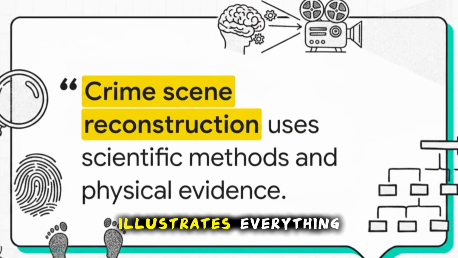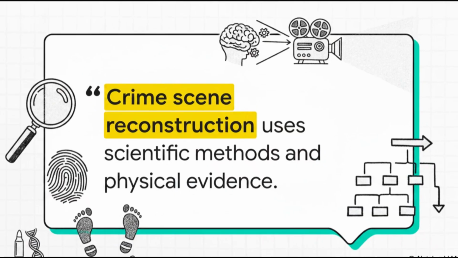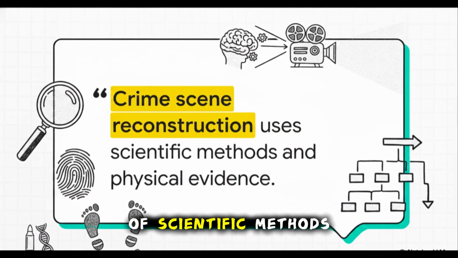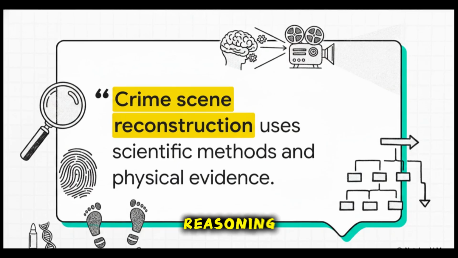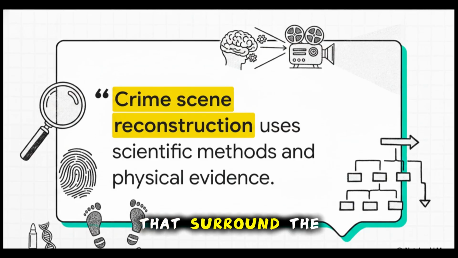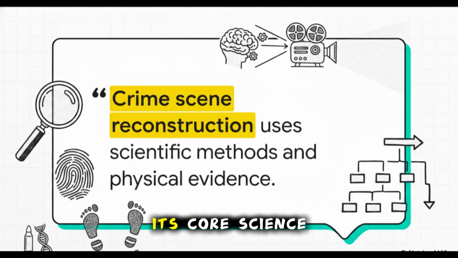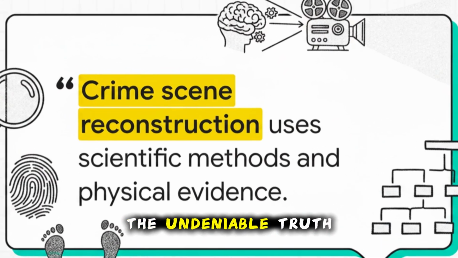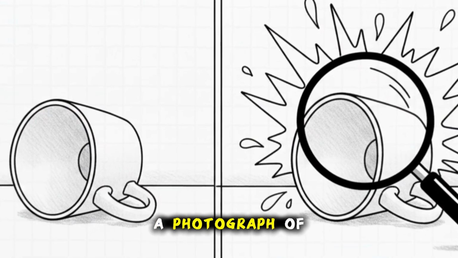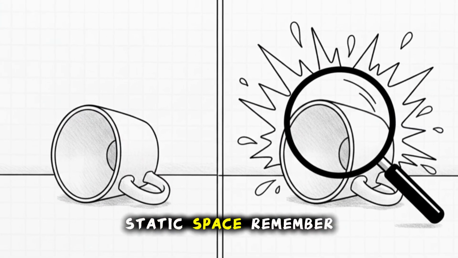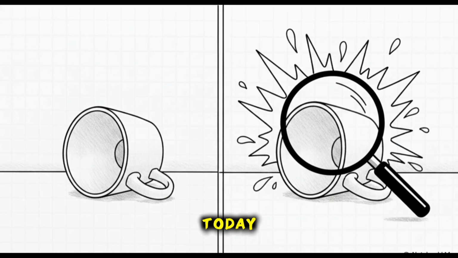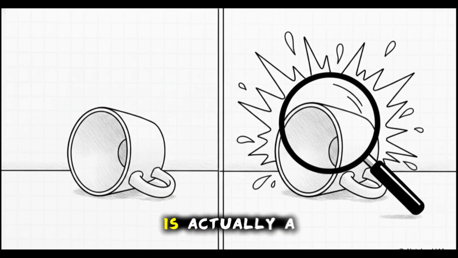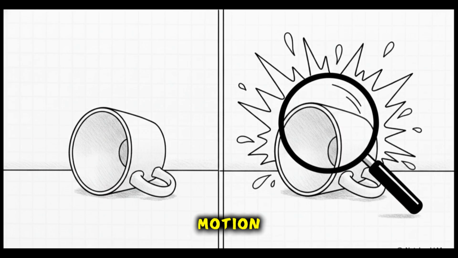And this brilliantly illustrates everything we've been talking about today. Crime scene reconstruction is the use of scientific methods, physical evidence, deductive reasoning, and their interrelationships to gain explicit knowledge of the series of events that surround the commission of a crime. It is, at its core, science and curated visuals working hand in hand to reconstruct the undeniable truth of the past. So the next time you see a photograph of a seemingly quiet, static space, remember what we uncovered today. Every single static piece of evidence is actually a dynamic story of motion, just waiting for the right visuals to attract an audience and tell its tale.